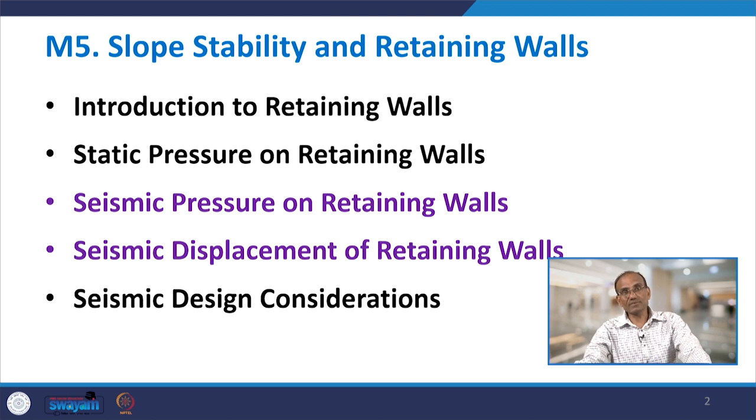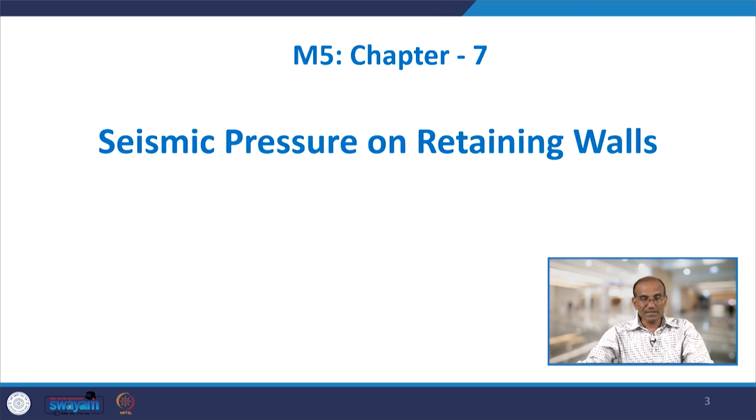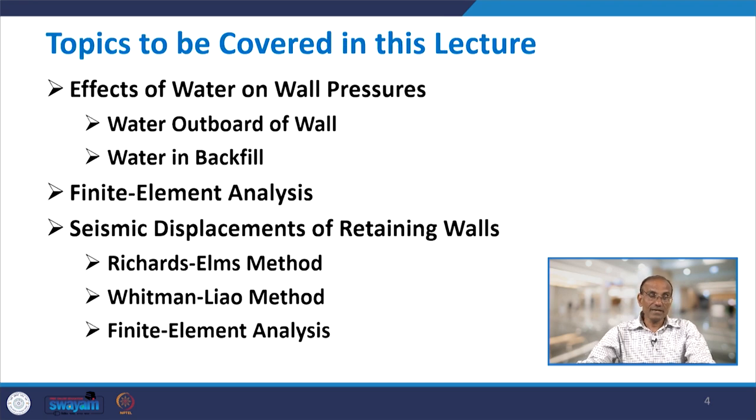So let's start from seismic pressure on retaining walls, which is in chapter number 7, continuing from the last two lectures. This is the third lecture on seismic pressure on retaining walls. What we are going to talk about today in this lecture number 50 is the effect of water on wall pressure. When you calculate the seismic pressure, this will be done with water outboard of the wall and water inside the backfill. And then we are going to talk about finite element analysis, basically for seismic pressure.